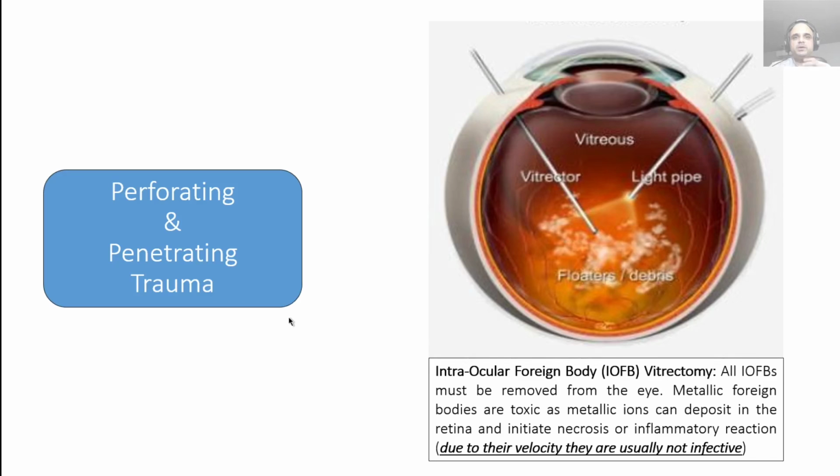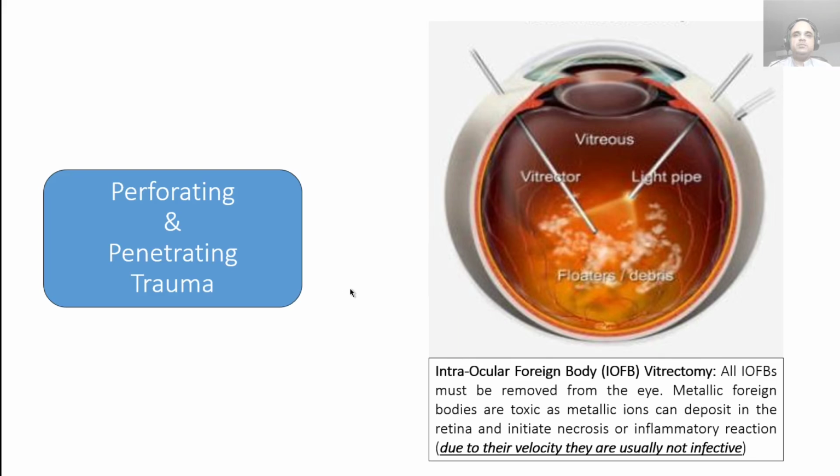They need to be removed because they are metallic and their ions can deposit in the retina and can be toxic. They're usually not infective because they are at such a high velocity when entering the eye. Remember, these are mostly metal shavings, and their travel through the air makes them hot because of friction, and that makes them sterile, which is good. So they don't cause endophthalmitis, but they can be toxic because their ions can damage the retina.